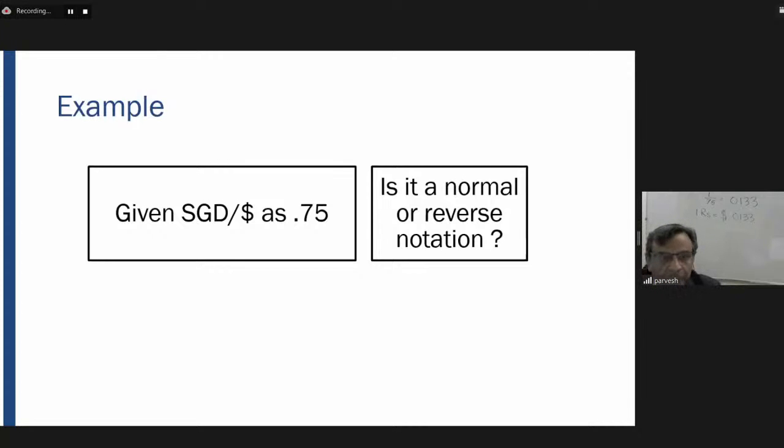Okay, I'll give you some more time to solve it. If you have any doubts, you can go to Google and look for the price of Singapore dollar in terms of US dollars, or the dollar price in terms of Singapore dollars. Just find out and you will know what it means.